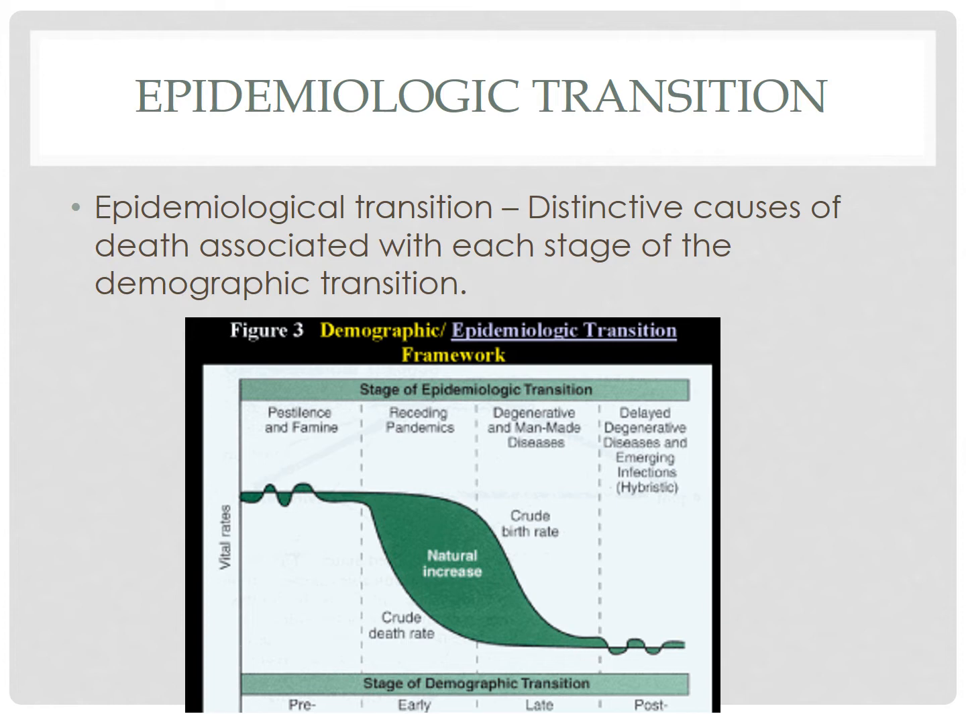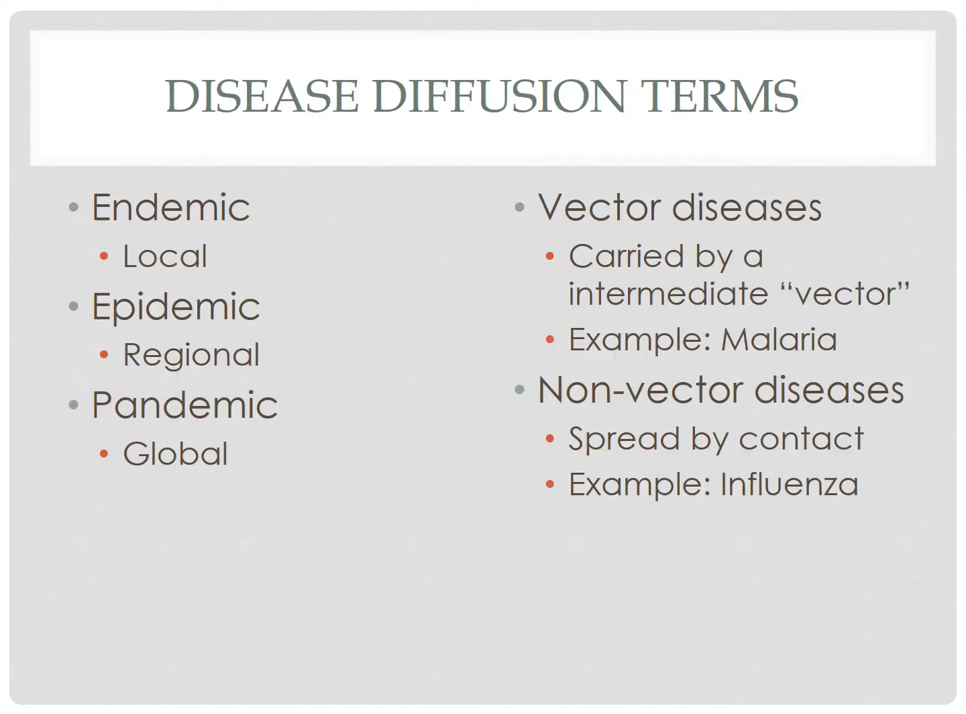Stage 4, the death rate is low, and by stage 5, which isn't included on this visual, maybe you could add it to your notes, the death rate starts to tick back up a little bit. All right, to the point where the death rate is higher than the birth rate and you have natural decrease. So let's look at what causes this.